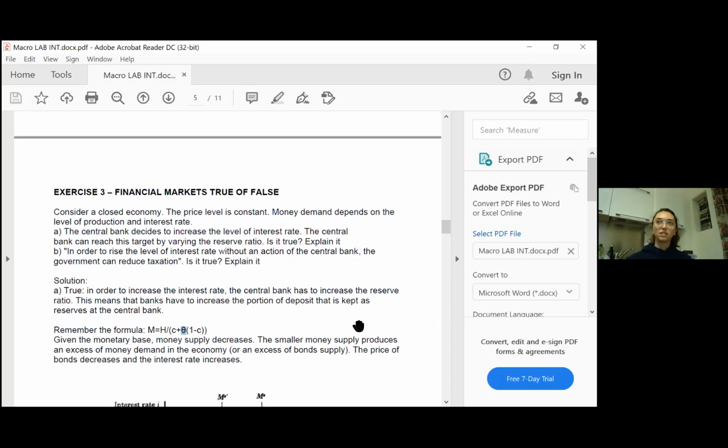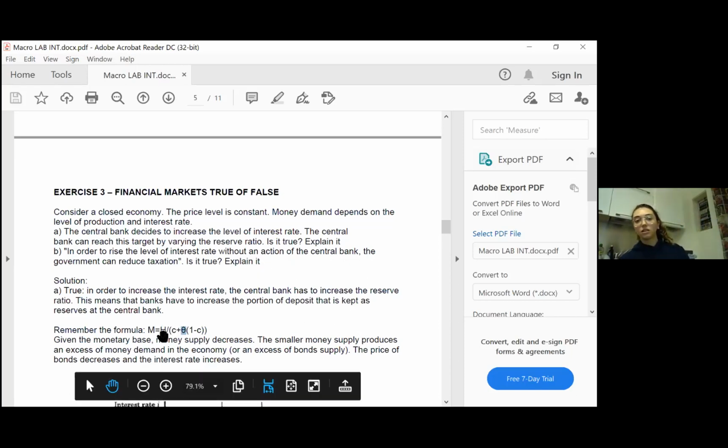How can they achieve this? How can you have less money in circulation in the economy? They're simply going to sell bonds, because by selling bonds, they're going to take away cash from the economy, right? Because they're going to sell bonds and then take the cash in. So it's going to take away some cash from the economy. That's how they're going to decrease the money supply.